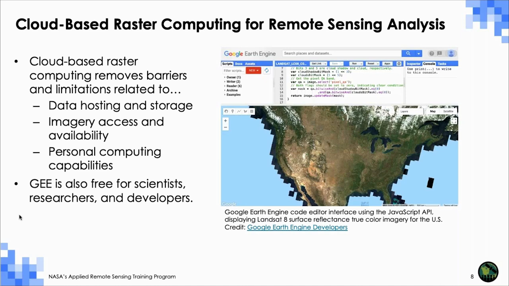And since the cloud can be accessed from anywhere, these large stores of imagery and other data types are accessible from anywhere as long as you have an internet connection. With particular reference to Google Earth Engine, the barrier of cost is also removed for scientists, researchers, and developers, since the platform is freely available to these user groups.